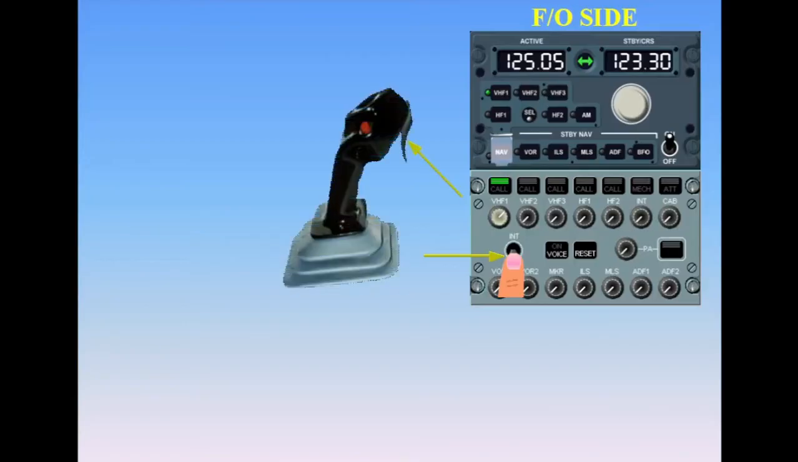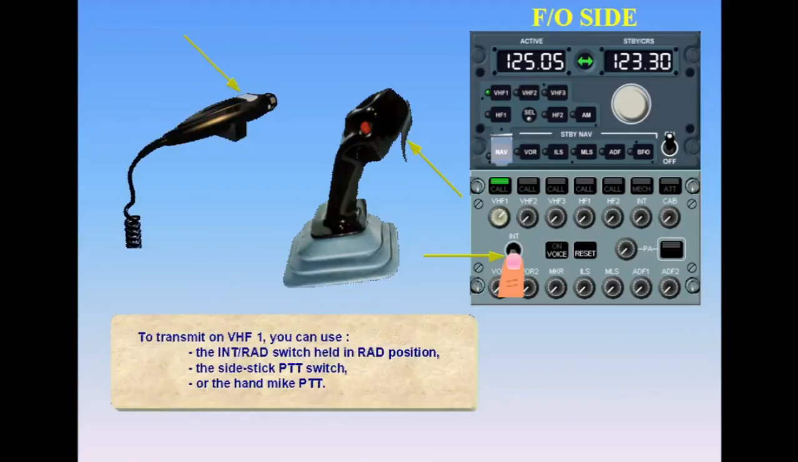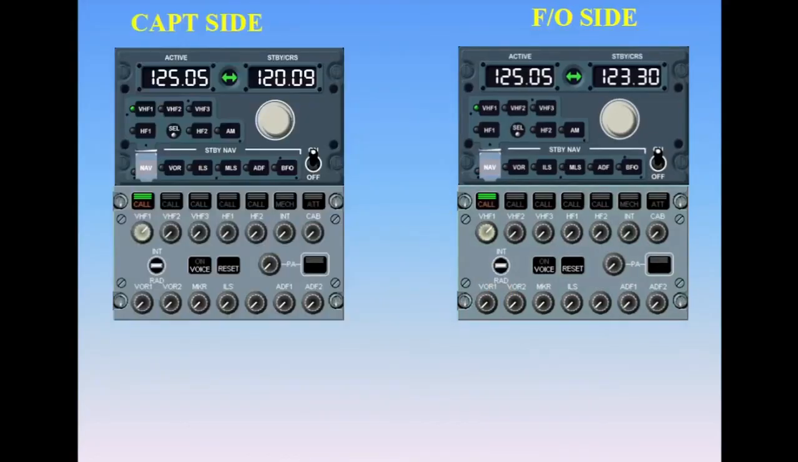To transmit on VHF1, you can use the interphone radio switch held in radio position, the side stick push-to-talk switch, or the hand mic push-to-talk. Airborne operations are identical. The SOP is to use COM1 for all ATC communication. COM2 may be used for ATIS or for ramped communications.